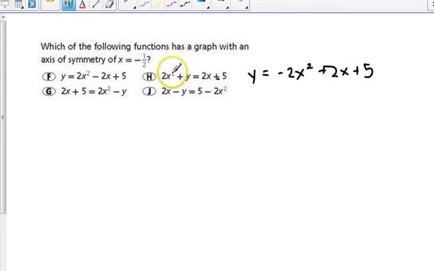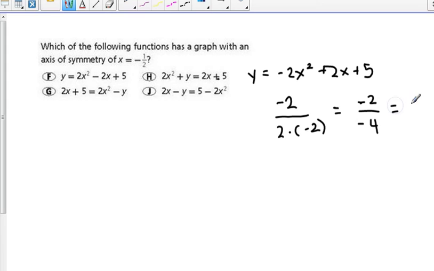So if I subtract 2x squared from both sides, this is what I get. If I use what I just said about the b value, which is 2, making that opposite and putting it over 2 times the a value, this gives me negative 2 over negative 4. Well, that reduces to positive 1/2, because a negative divided by a negative is positive, and I want it to be negative 1/2. So this does not give me the correct axis of symmetry.